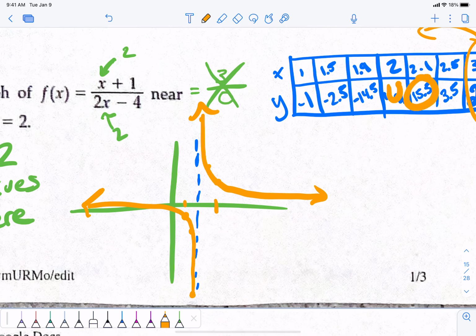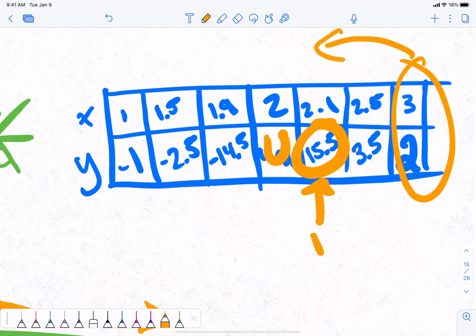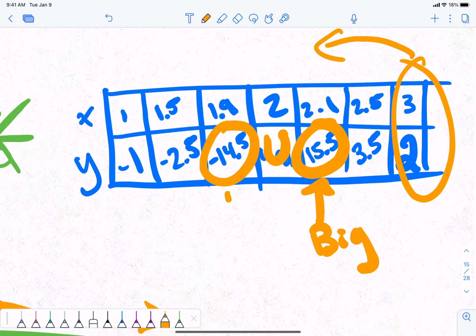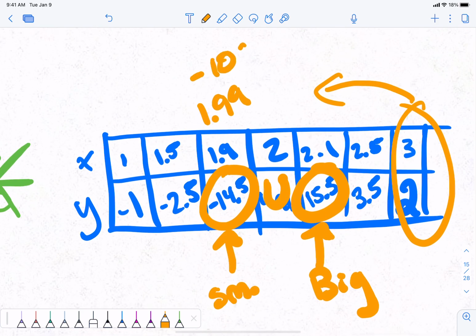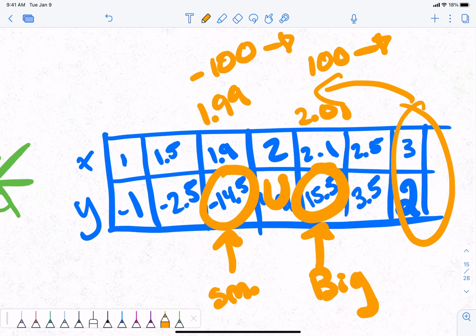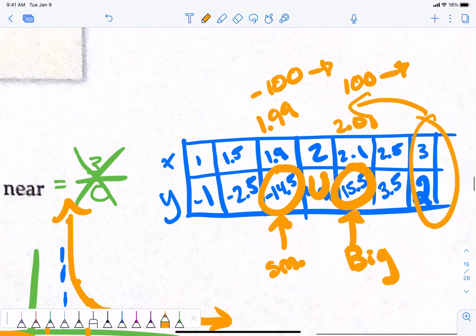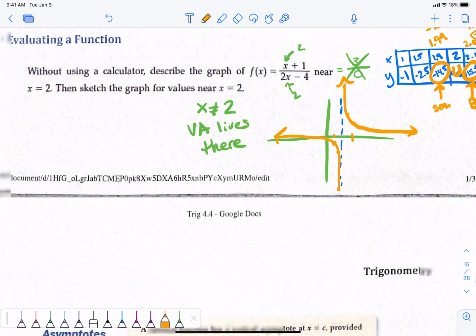On one side, they're going up to be really big numbers, like 15.5 is going big. 14.5 is going small. He's going down. Teeny weeny. Big and small. He's going up on one side, down on the other side. If we were to plug in like 1.99, it would probably be like -100 point something. If we plug in 2.01 instead, he would probably be positive 100 point something. Really, really big numbers. So that's what a vertical asymptote is doing. It's going up and down really, really extreme on either side of that vertical asymptote.